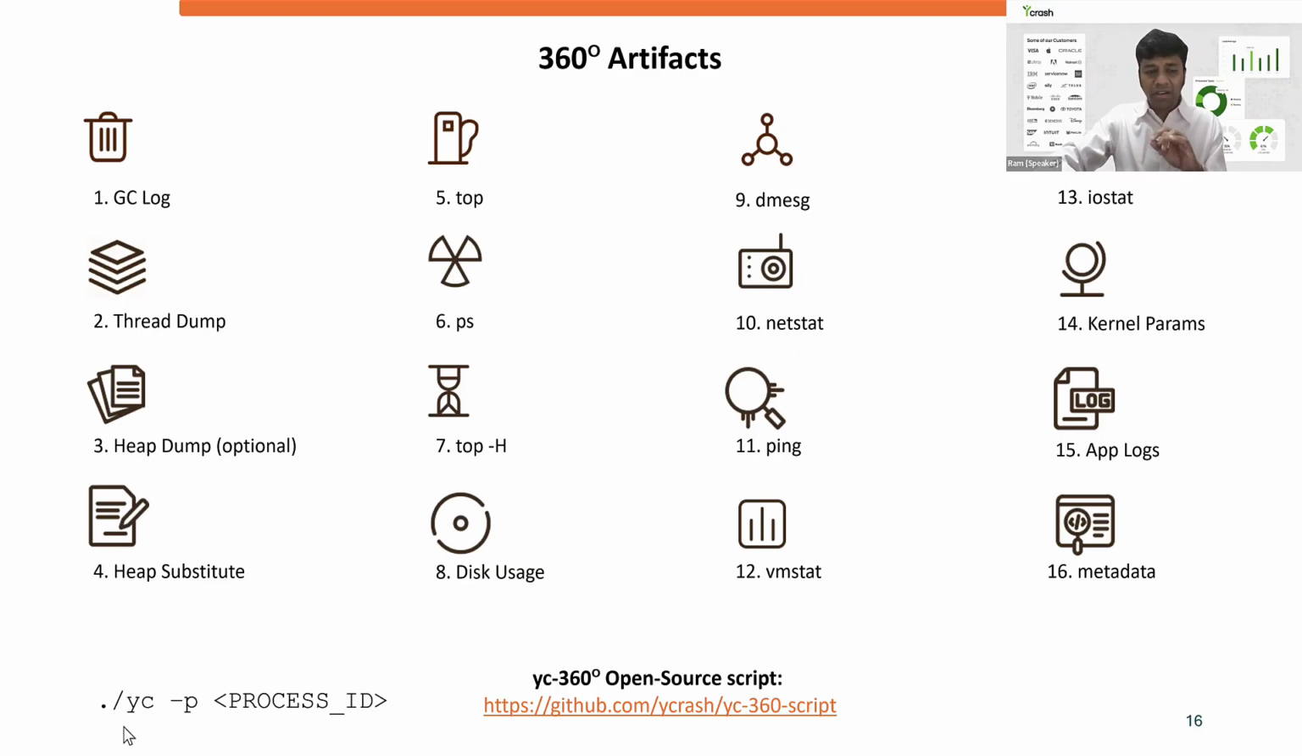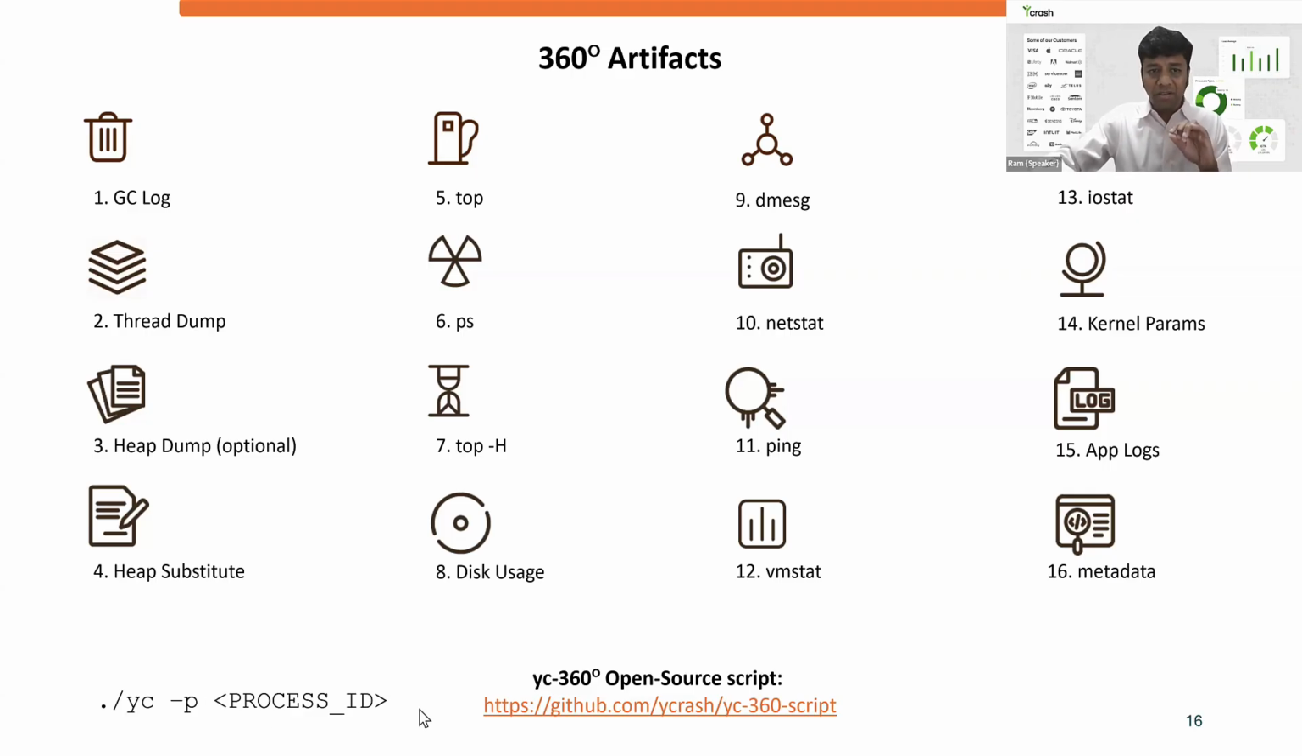So what you can do is trigger the script like this: you say yc script, -p and the process ID. It's a platform agnostic script. It can run on Linux, all flavors of Linux, Mac, Windows, Docker, Kubernetes, OpenShift. It can run on all platforms.